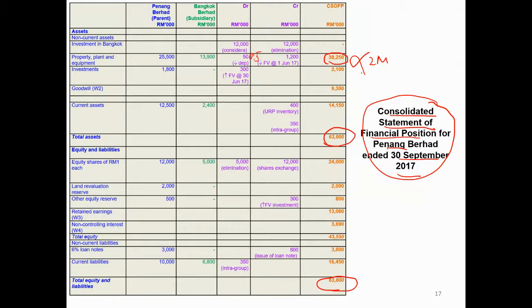Also, no marks will be given for the balancing figure, because I know a lot of students cannot balance their balance sheet for consolidation. So no point penalizing you all for the balancing figure.